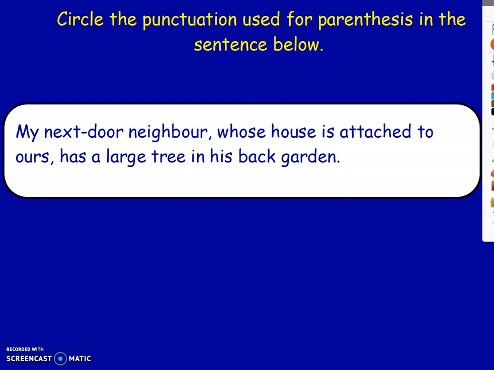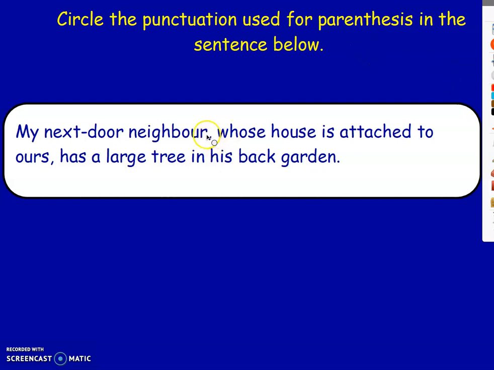Okay, this one's asked us to circle the punctuation used in the sentence below. So it says, my next door neighbour, whose house is attached to ours, has a large tree in his back garden. Which punctuation is used for the parenthesis there, or parentheses? Pause the video, write it down, circle them, or just point to them, whatever's best for you, and then play it for the answer. I expect you to pause it now.